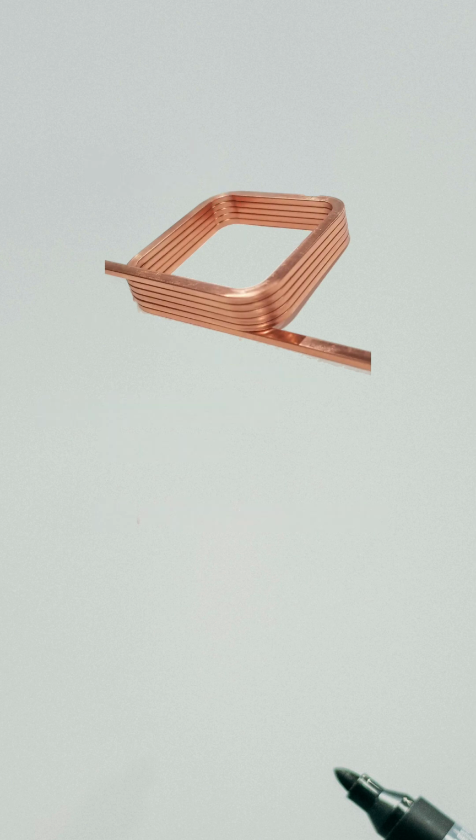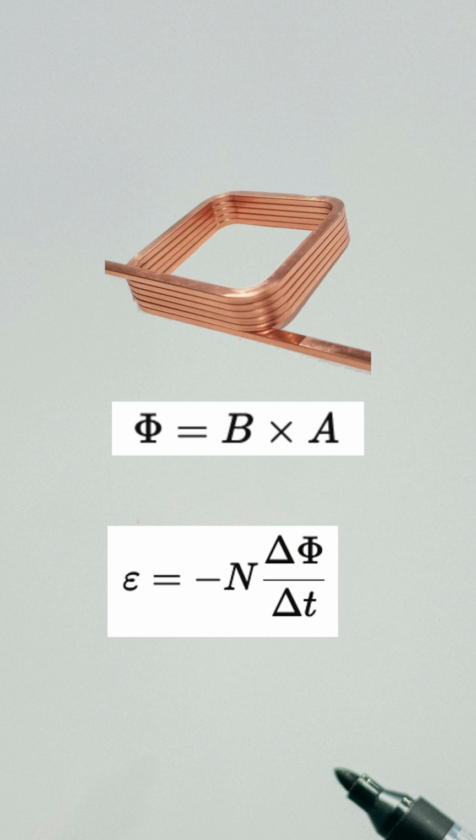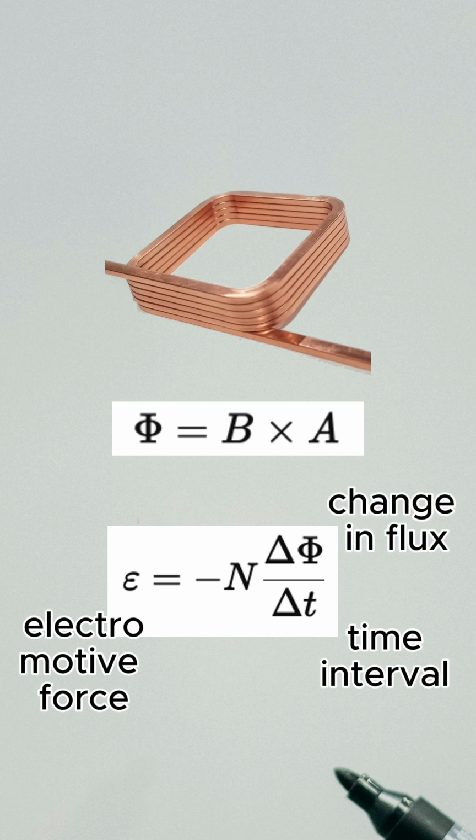Next, let us recall the relevant equations. Magnetic flux phi equals B multiplied by A for a uniform field perpendicular to the coil area. Faraday's law states that the induced electromotive force equals negative N multiplied by the change in flux divided by time.